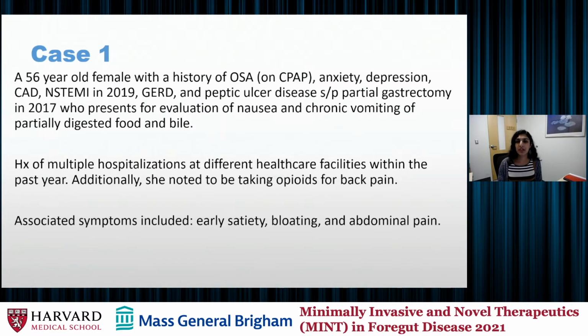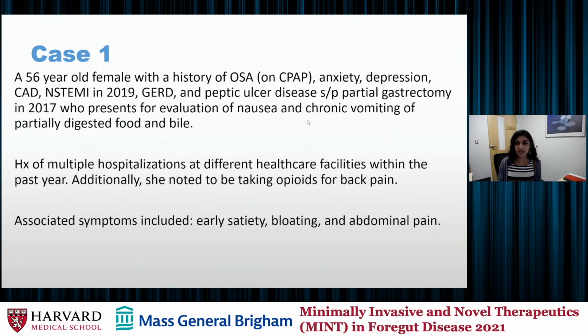So I want to go through a quick little case here in regards to the POP procedure. I have a 56-year-old female with a history of obstructive sleep apnea, anxiety, depression, coronary artery disease. She had an NSTEMI in 2019. She also has heartburn and regurgitation. She has a history of peptic ulcer disease, and she had a partial gastrectomy in 2017.